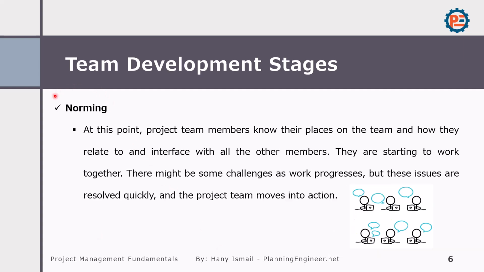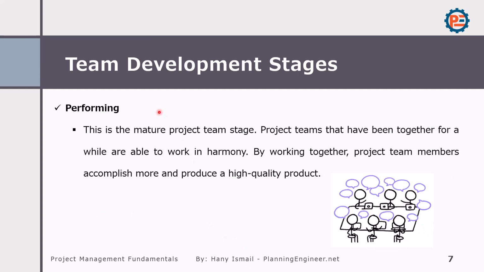Then you come to the norming stage. At this point, project team members know their places on the team and how they relate and interface with all other members. They are starting to work together. There might be some challenges as work progresses, but these issues are resolved quickly and the project team moves into action. In this stage, you can count on your team, but you should consider the productivity because you are not at the peak of your team development. The peak will come in the performing stage.